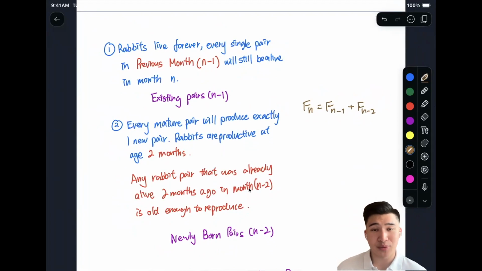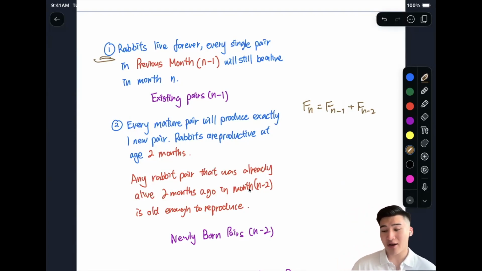So let's look at the 2 points that I've mentioned. Here's the reason why the solution for this question is Fn equals Fn minus 1 plus Fn minus 2. So Fn minus 1 itself, if you look at the first point here, number 1, it says the rabbits live forever, which is a given fact, and every single pair in the previous month will still be alive in month n, which makes total sense. Imagine you have 8 rabbits from last month, and assuming that they are not going to die, and they live forever, in this month there are still going to be 8 rabbits at least, because that is transferable. So Fn minus 1 represents the existing pairs.